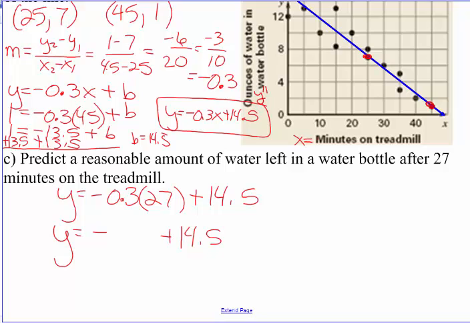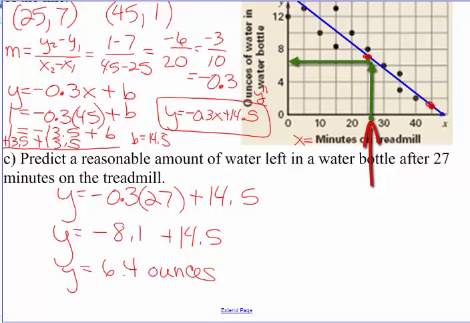So what do I get when I multiply 0.3 times 27? 8.1. Now be very careful with your positives and negatives. They're going to be very important, okay? Because we have to subtract these two numbers to get your correct prediction. So y is equal to 6.4 ounces. You can use the graph to double check, make sure you did it right. 27, it's about right here. Go to your line. Does that make sense, about 6.4? Yeah, it makes sense. That's 6. It's a little above that, so we're good. Okay, so the graph is a good way to double check. Make sure it works. All right, any questions?